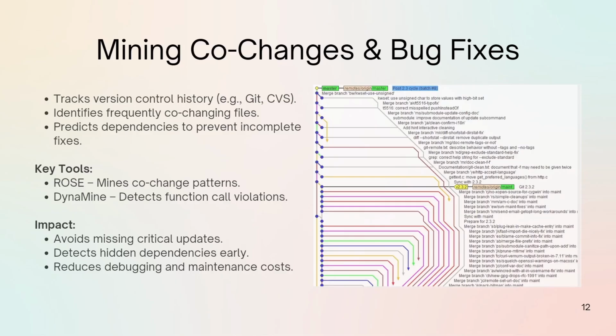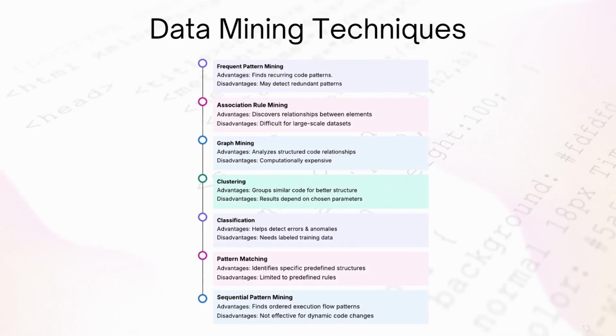Well, a common question might be, does code change mining replace code review? The answer is no. While code change mining provides automated recommendations, it does not eliminate the need for human judgment. Instead, it serves as a supporting tool that enhances developer awareness of hidden dependencies, making manual code reviews more efficient. Well, let's check some data mining techniques in source code mining.